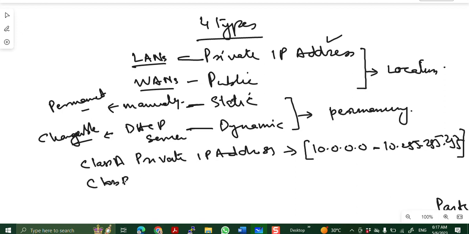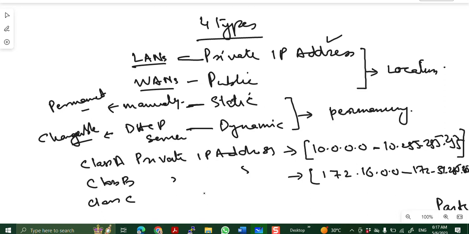Similarly, the class B private IP address range is 172.16.0.0 to 172.31.255.255. And the class C private IP address range is 192.168.0.0 to 192.168.255.255. So these are the ranges for the private IP addresses in each class.